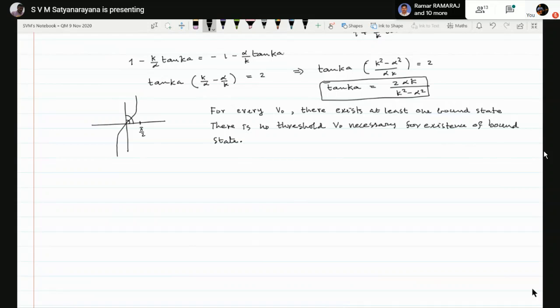Okay. Now, why do you think this is so? Why do you think this is so? In the previous case, they required some threshold V naught, but now there is no threshold V naught that is required. At least one bound state you can get.